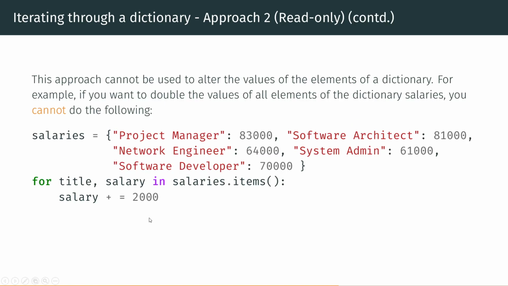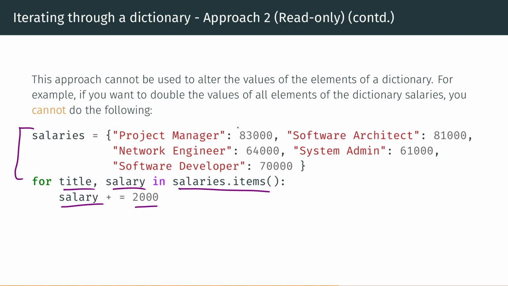Now in this example, we do the same thing as in the previous example, in that we have a dictionary of personnel and their salaries. Let's say we want to add 2000 to each of their salaries. So here we create the dictionary like before, and then we run this loop. We say for title, salary, which means for every key value pair in the salaries, salary plus equals 2000.